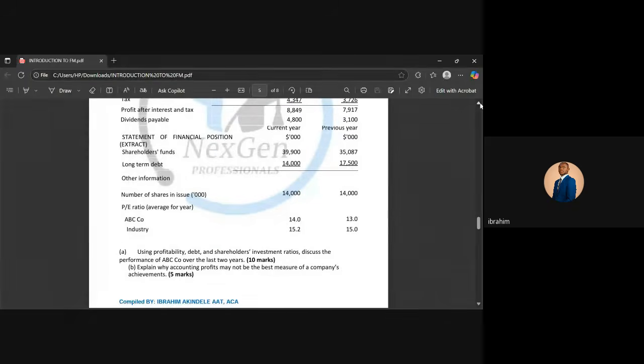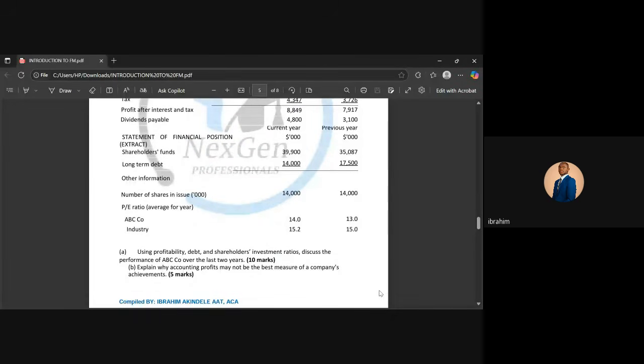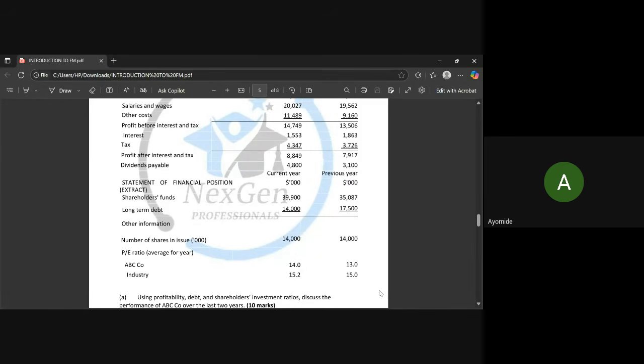This question 3. Using profitability. Class, if I want to use profitability from this income statement, what is the profitability ratio? What is the formula? That's net profit over revenue times 100. That is the profit after tax. So that is what they say you should do using profitability. So debt. From the financials given to us, which debts are we going to use? Long-term debt. That is a very good one, right? So we look at other.